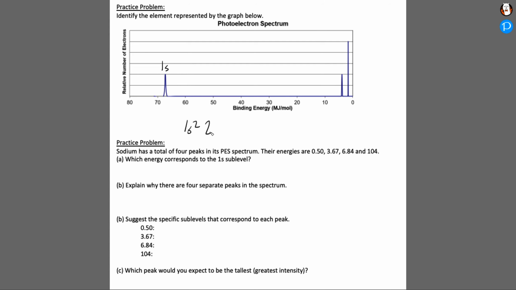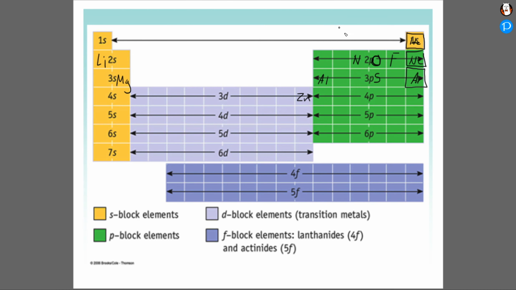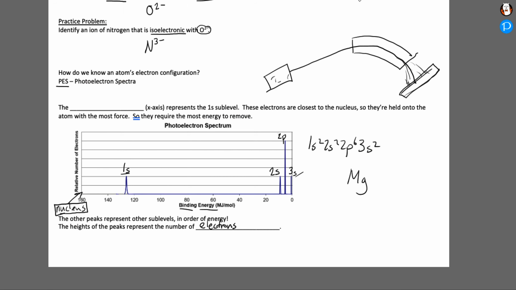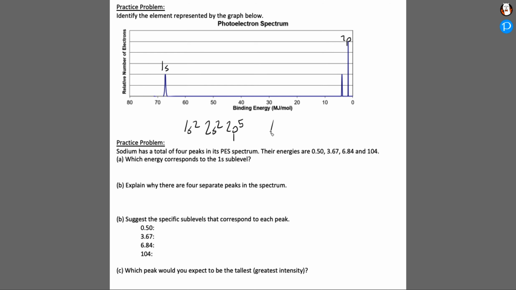I've got 2s2, and then this would have to be the 2p. So 1, 2, 3, 4, 5. So 2p5. Come to our periodic table here. So 2p, 1, 2, 3, 4, 5. So that would be fluorine. Whoops, wrong screen. So this would have to be fluorine.